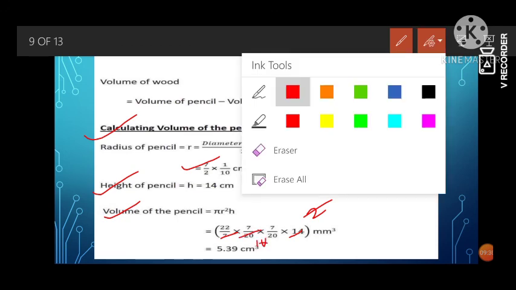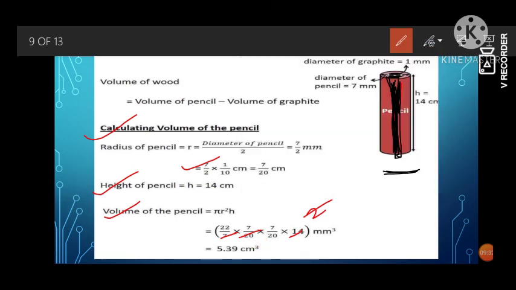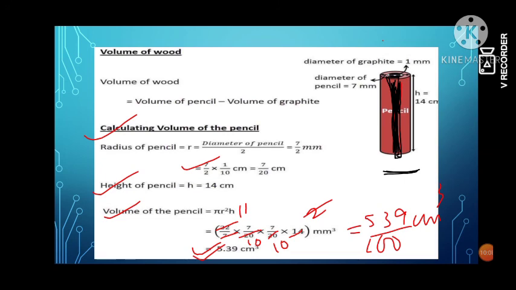Again we can write this as 10, 20 can be written as 10, and this can be written as 11. So we will get 539 by 100 centimeter cube on multiplying. So we will get 5.39 centimeter cube. This is the volume of the pencil.